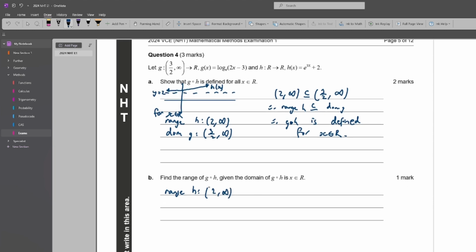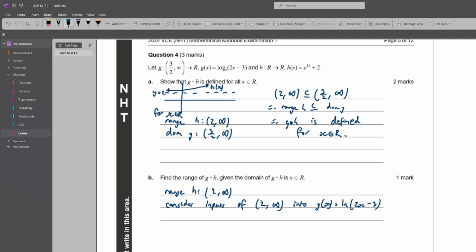And because this is the inner function, it's going into g, we have g of h. This is going to be the set of inputs that goes into the function g. So instead of considering the rule for the function g of h, let's just consider the rule of the function g, and we'll just be putting these inputs into it, which are the outputs of h. So g of x, so consider inputs of 2 to infinity, which was our outputs of h, our range of h, into g, which was ln(2x minus 3).